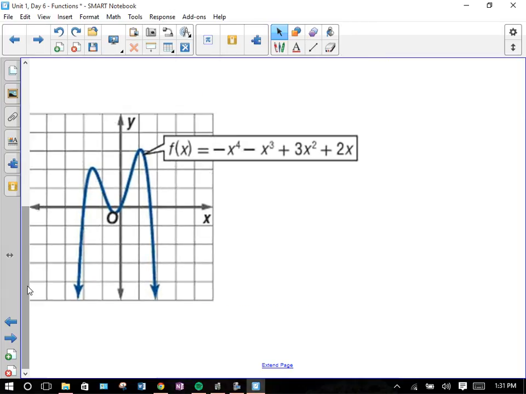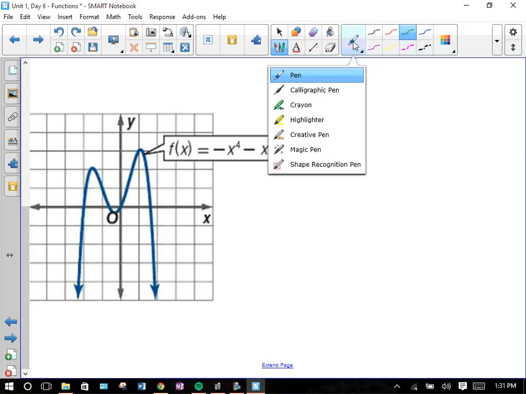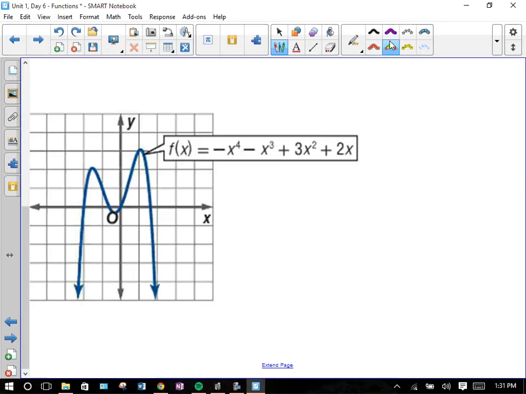Alright, Jalen, come up here and show me. I want you to put a dot where there is a maximum. Good. Jalen, put 2 maximums. Everyone agree with those being the only maximums? All right.